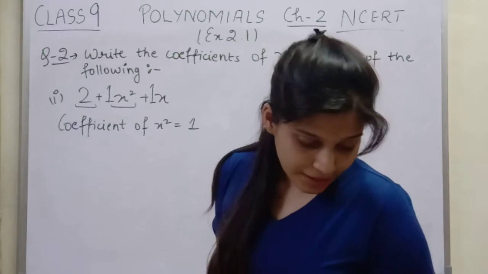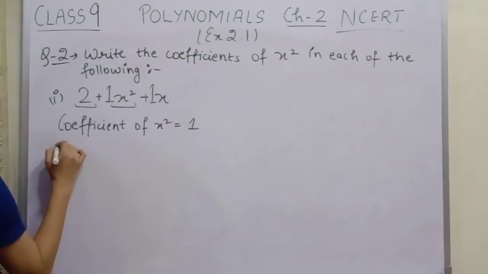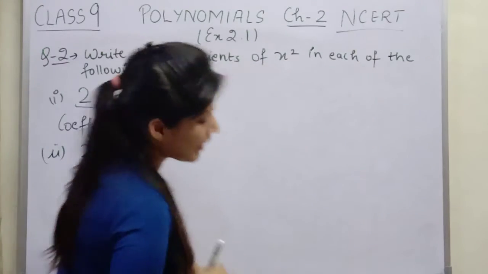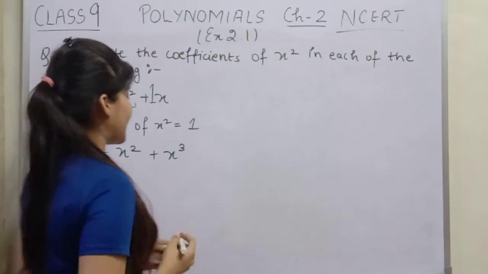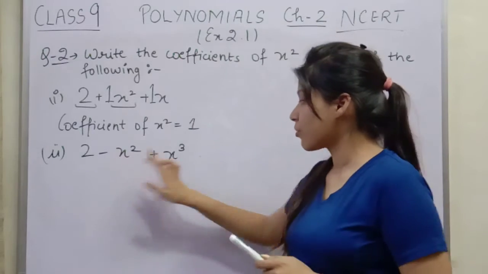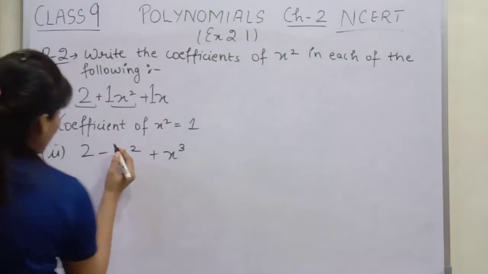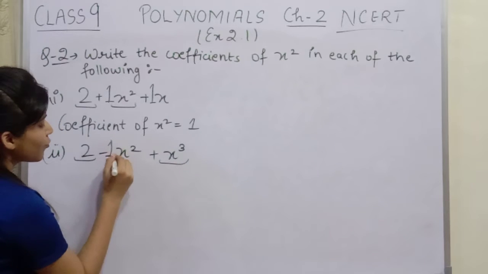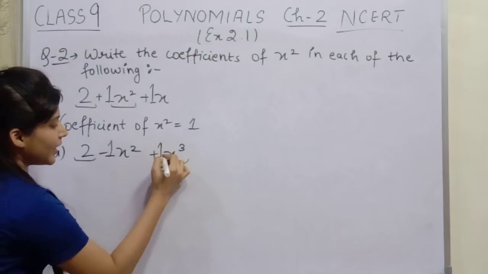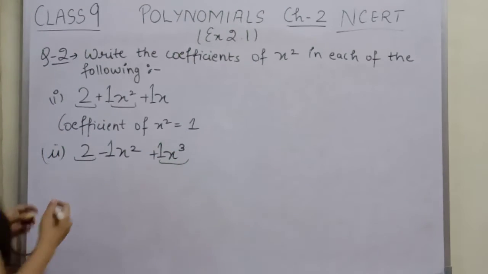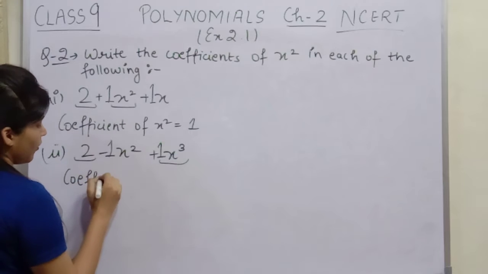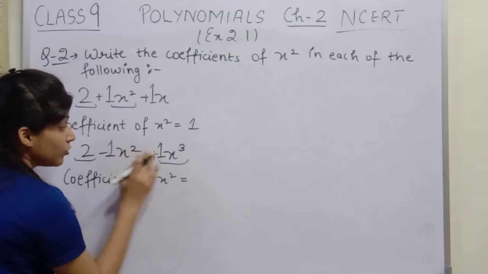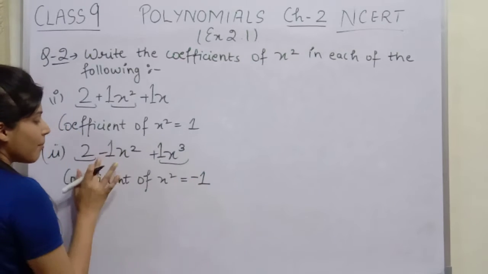Coming to second part, 2 minus x square, 2 minus x square plus x cube. Right. Now we want coefficient of x square. Again हमारे पास x square के साथ कुछ भी नहीं है. This is the constant term. This is x cube. और ये है x square but कुछ भी नहीं है. But we can write 1. Similarly इधर भी x cube के साथ 1 है. So coefficient of x square is again not 1, but this time it is minus 1.